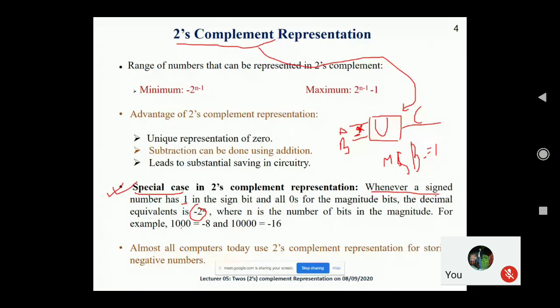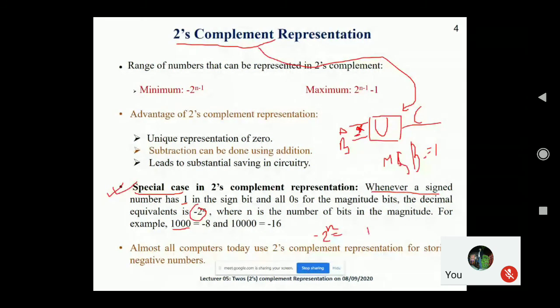For example, suppose we have 100. Here MSB is 1 and all other remaining bits are 0. How many magnitude bits are there? 3 bits, so n is 3. 2 to the power 3 means 8, so it is minus 8. We can represent it in the form of minus 2 to the power n, where n represents the magnitude bits.